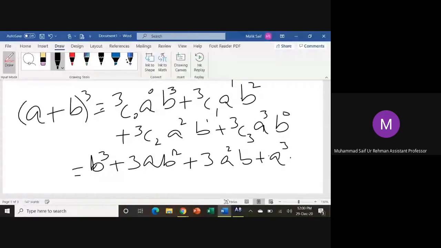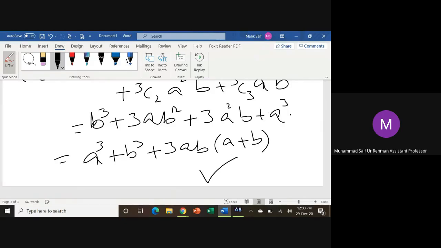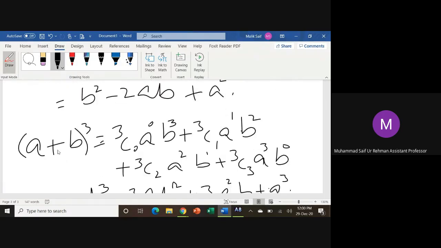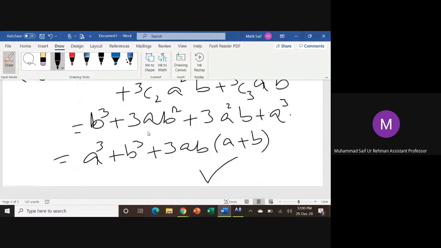So are you understanding what I am doing? I am basically giving you the idea that by using the binomial formula, you can find out different formulae. So now you can transform this equation as a cube plus b cube plus 3ab into (a plus b). So this is the formula. So you can find it in this way. If it was negative sign, if it was a minus b, so you can solve it by writing down minus b in this way. So you will have some equation using that.